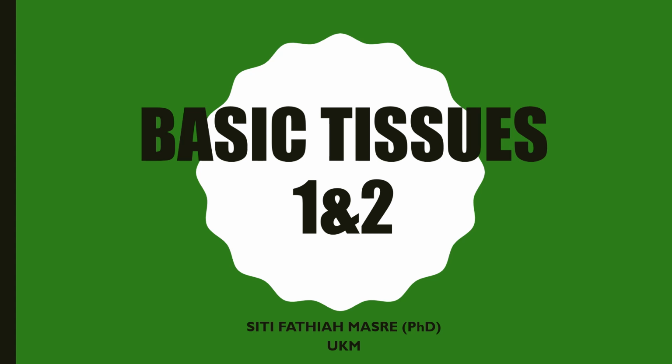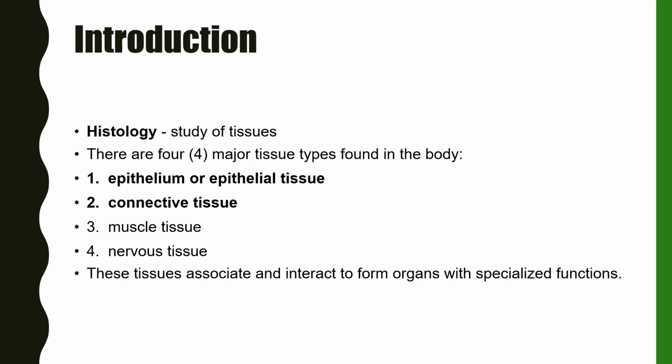Today we will learn about the histology of basic tissues 1 and 2. I'm sure you still remember the basic tissues 1 and 2 in your anatomy part during your semester 1. And today we will learn on the histology part. Okay, let's begin. For the introduction, you know already what is histology. It is a study of tissues. And there are 4 major tissue types in the human body. But for this topic, we will focus on tissues 1 and 2, which are the epithelium tissue and connective tissue.